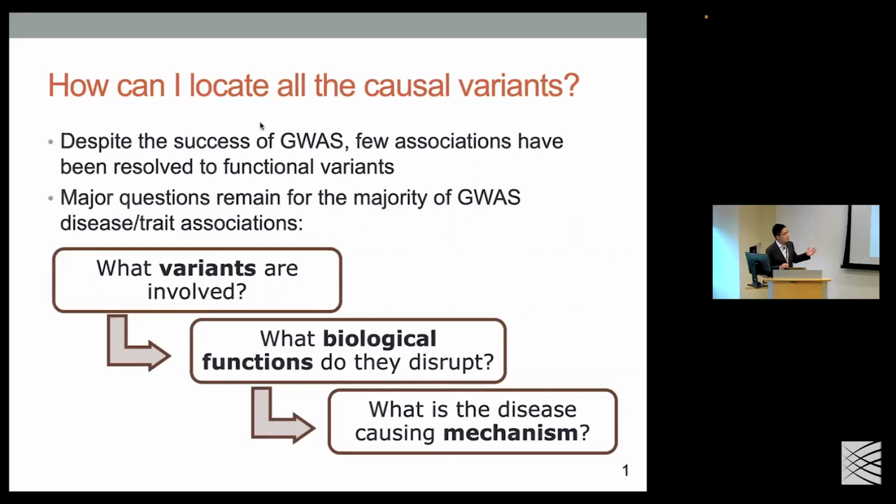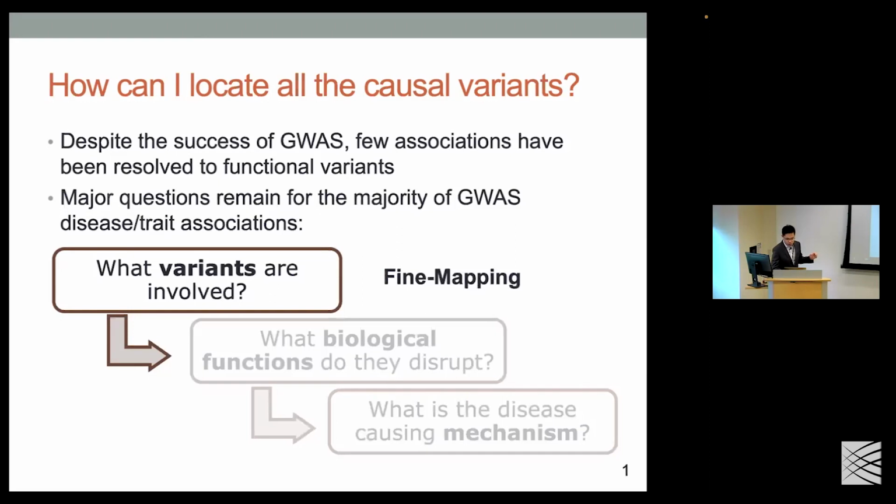There are 3 kinds of questions. First, what variants are involved? Second, what biological function do these variants disrupt? And third, what is the disease-causing mechanism underlying this variant? Today, we will talk about the first question: what kind of variants are involved? To solve this kind of problem, a series of methods called fine-mapping were developed.